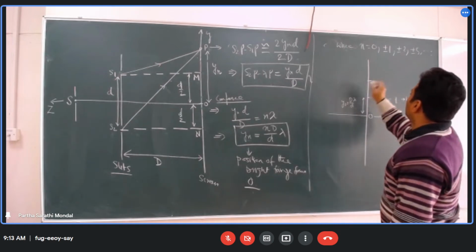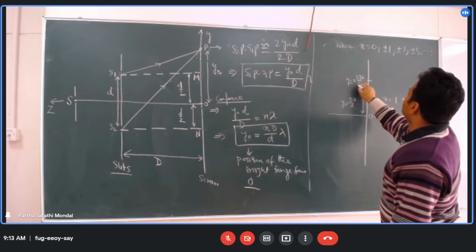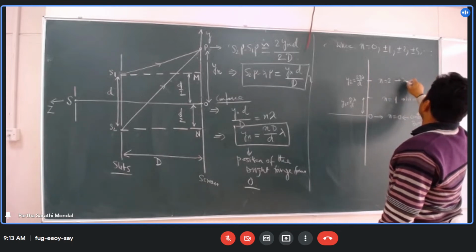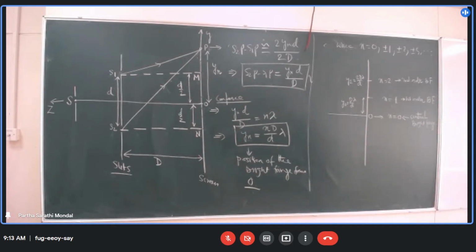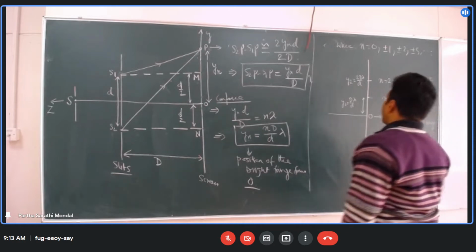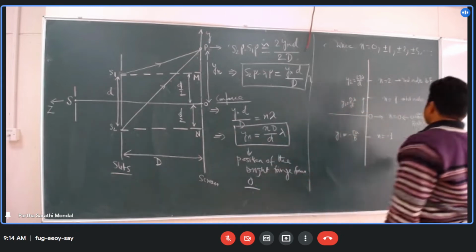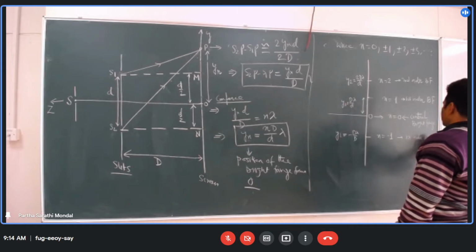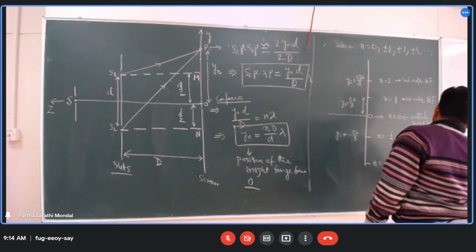Similarly, if I put y2 equal to 2dλ/d, so n equal to 2, it will give you the second order bright fringe. Similarly, if I put n equal to minus 1, that will also give you minus dλ/d. So this is actually also the first order bright fringe. Similarly, for n equal to minus 2, it will give you the second order bright fringe.